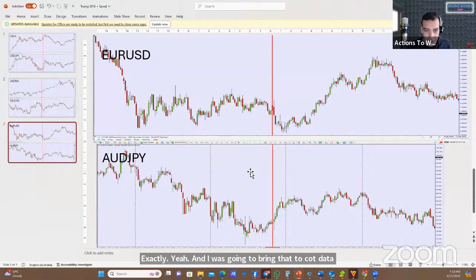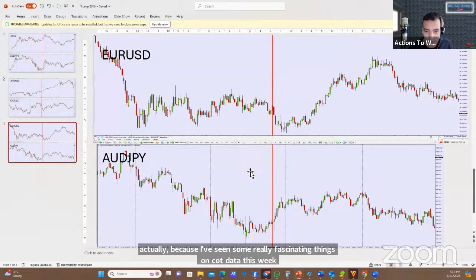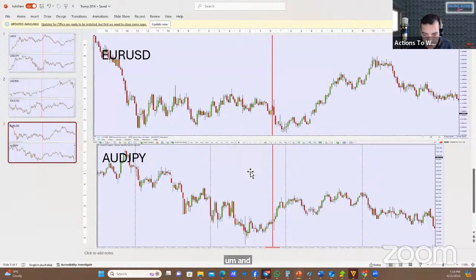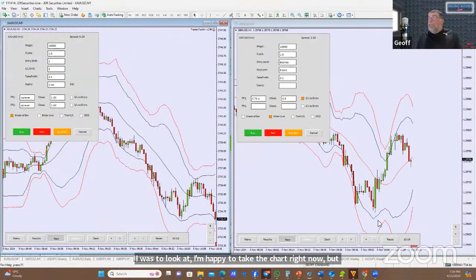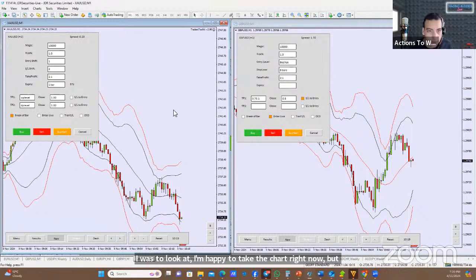If I was to look at it, I'm happy to take the chart right now, but by all means. I've got no trades yet. We're nowhere near our limit, so all good. Great, okay. I'll give you a whistle if there's one.